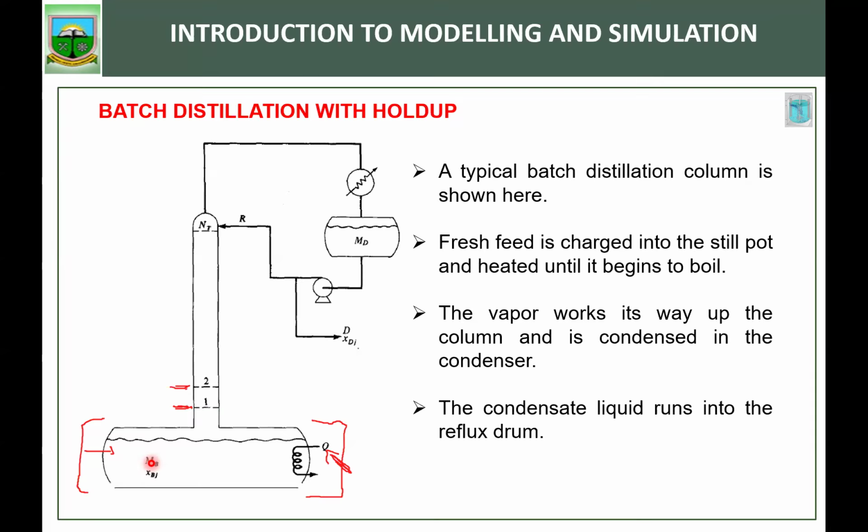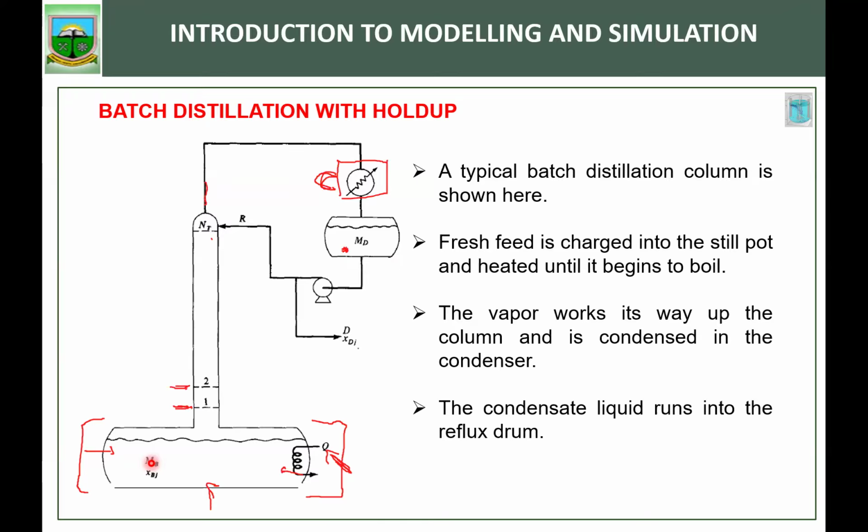So what's happening is you boil this one. When you boil it, the components will start vaporizing. The vapor phase will start vaporizing. When it comes here, then it condenses here. This is a condenser. It condenses into liquid here.